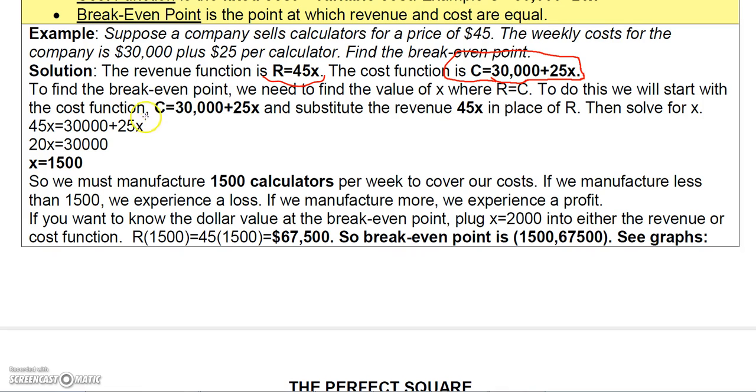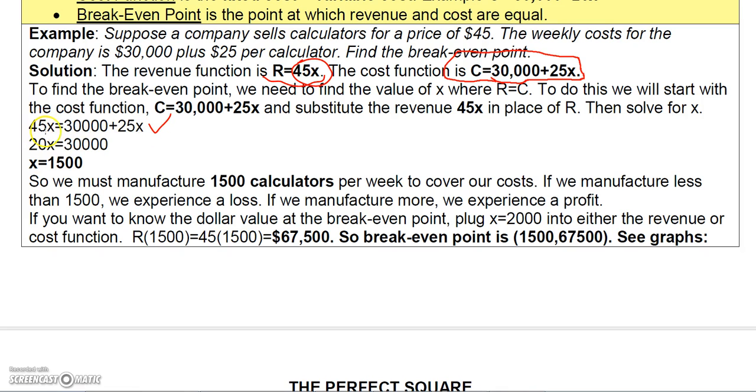And then to solve this, I'll take R equals 45x. I want revenue to equal cost. Since I want revenue to equal cost, I'm going to set this 45x, which is revenue, equal to this, which is cost. So in other words, I'm going to substitute the 45x in for C here, and I'll get this equation: 45x equals 30,000 plus 25x.